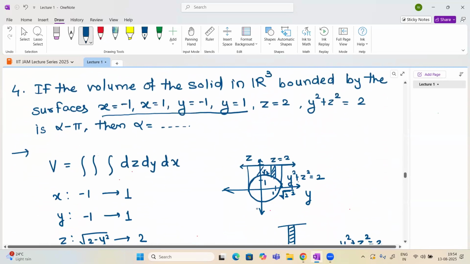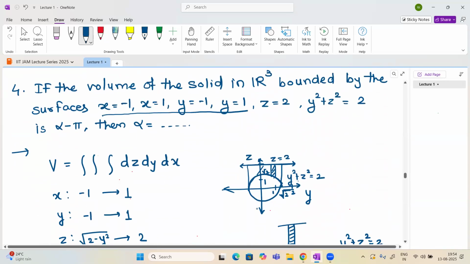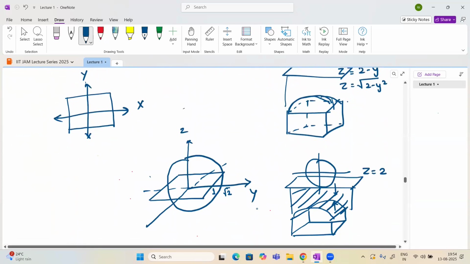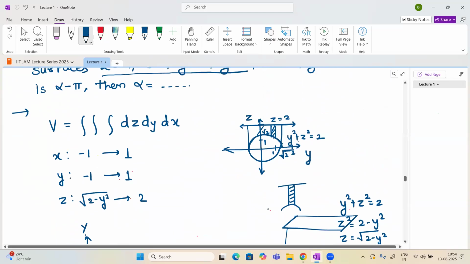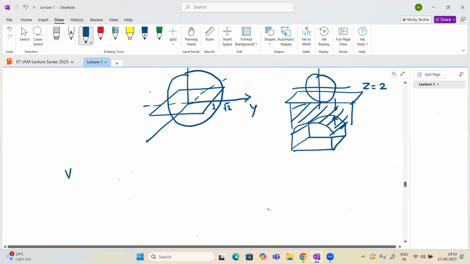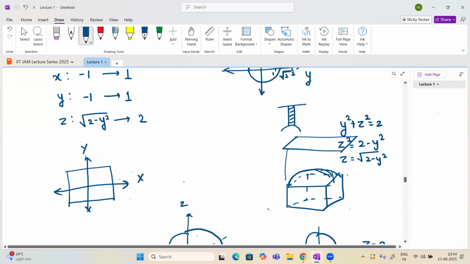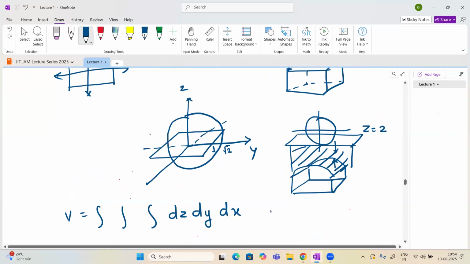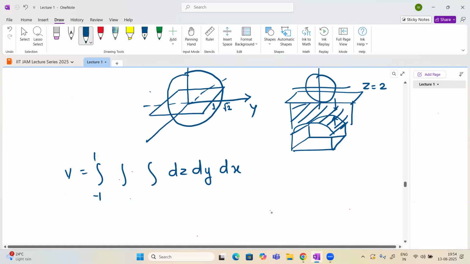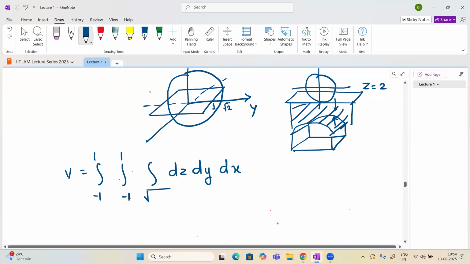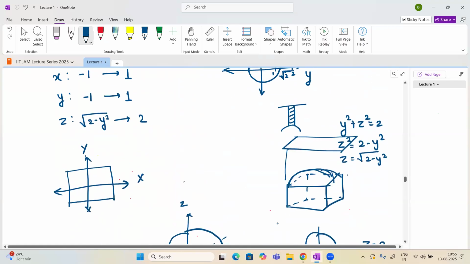So I'm trying to draw this figure in 2D. If you want a more perfect diagram, you can use GeoGebra. Directly you will get the diagram, right? Now I need to move further and finish this problem. So V is equal to, let us simplify, dz, dy, dx. Limits of x, -1 to 1. Limits of y, -1 to 1. Limits of z, root 2 minus y square to 2.